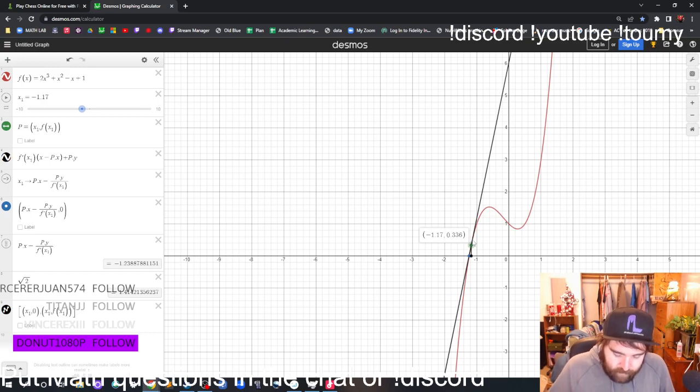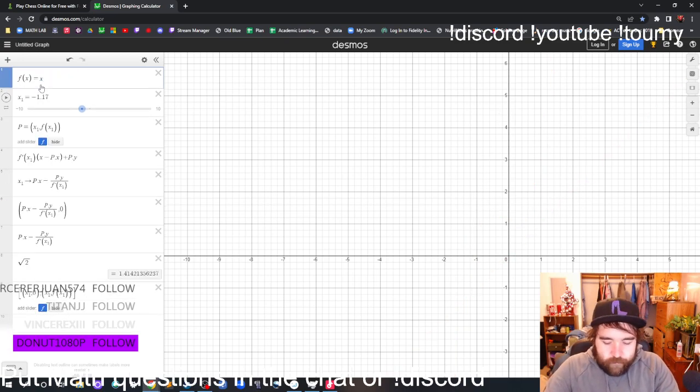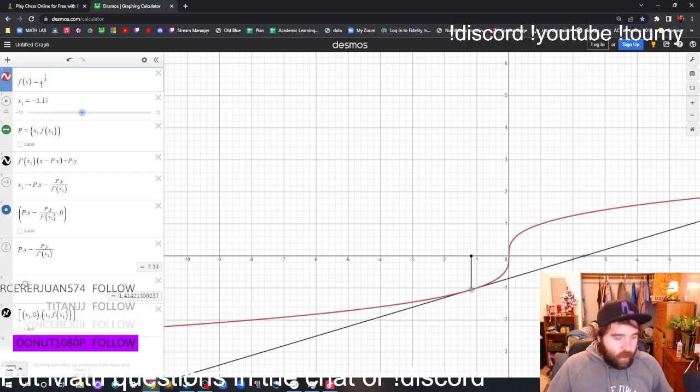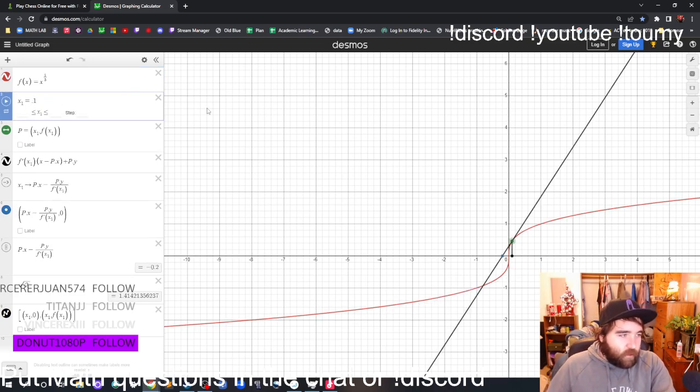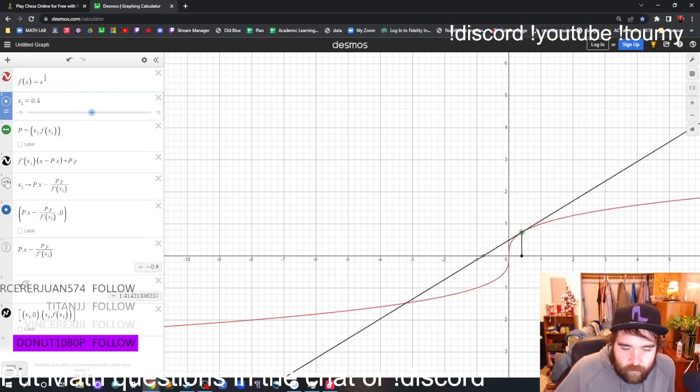So the next problem says that the function x to the 1/3 is not differentiable at x equals 0. And then they want us to show that Newton's method fails to converge when you start at point 1, which I was a little surprised by, because I thought that it would end up going, oh, well, that's kind of the problem, is that it's straight up and down. So let's see what this does. It'll still work and do stuff.